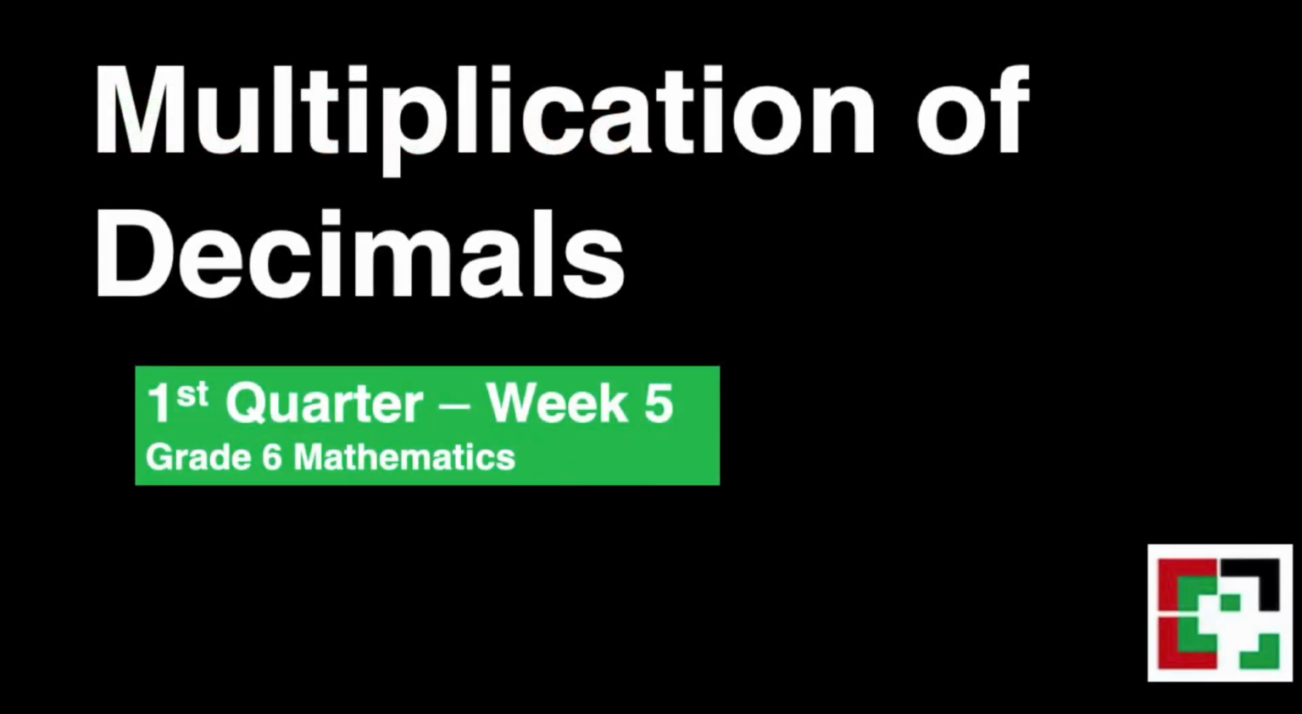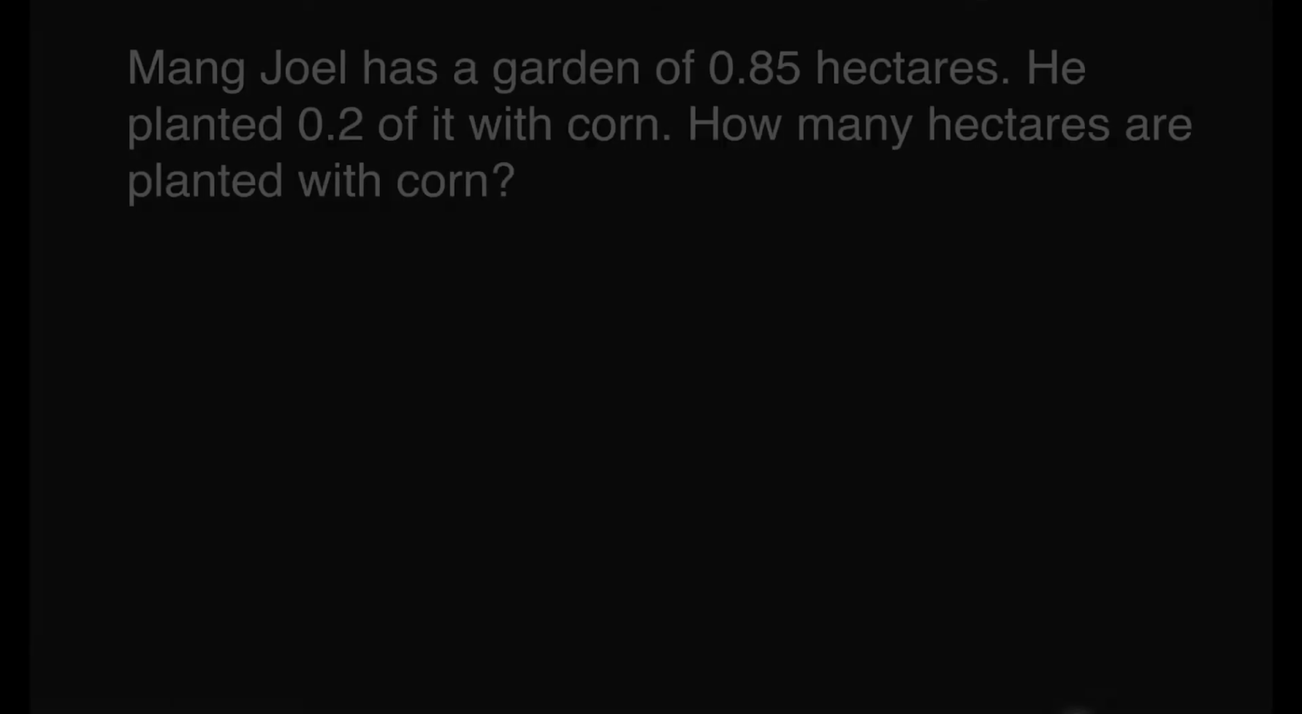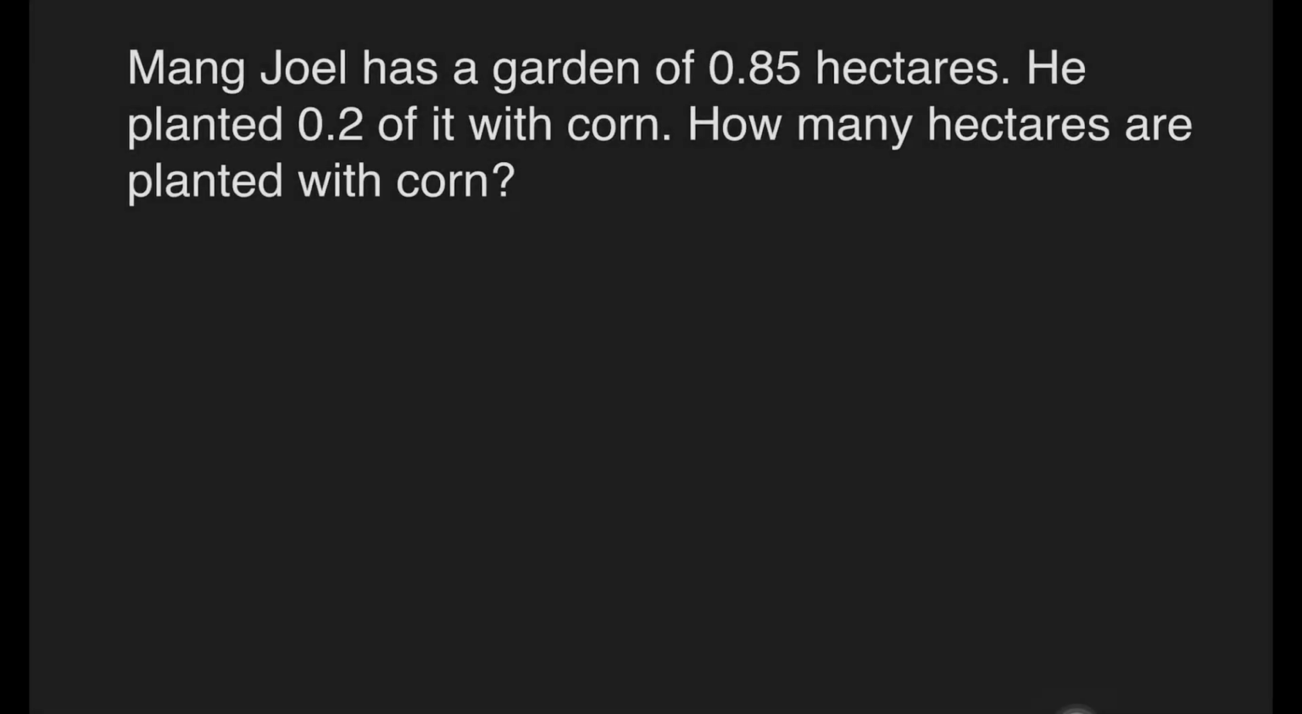This video is all about multiplication of decimals. Let us have the first example. Mang Joel has a garden of 8,500 hectares. He planted 2/10 of it with corn. How many hectares are planted with corn?